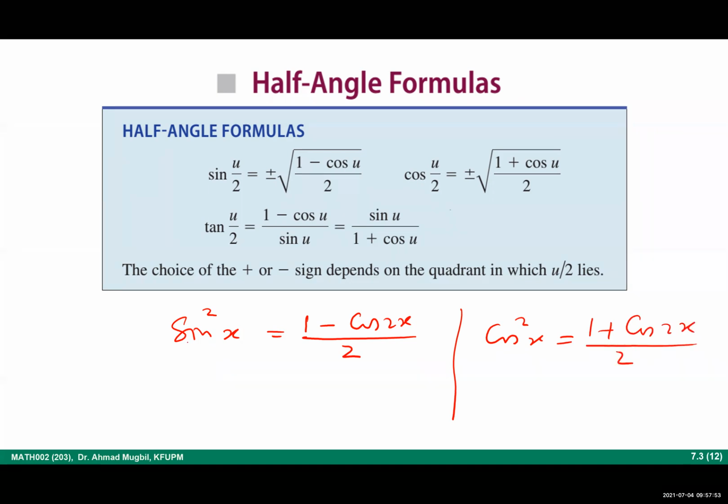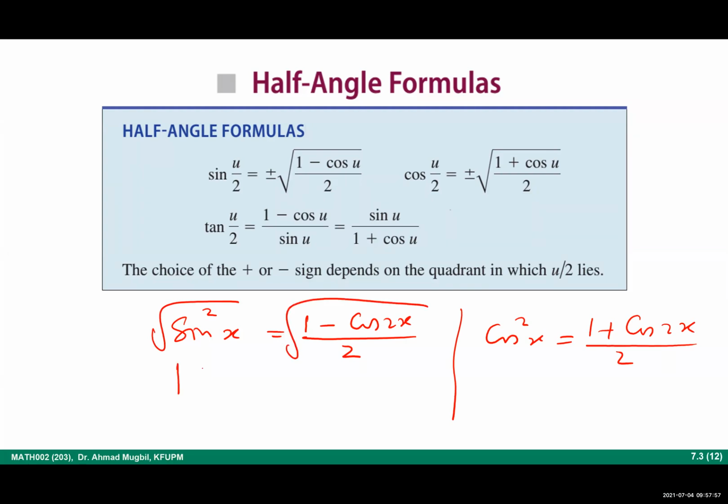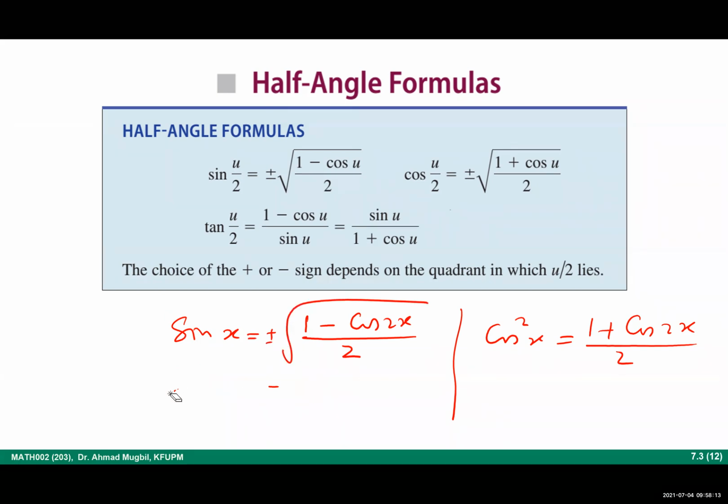Now, what happens if you take the square root of both sides? Here you will have the absolute value of sine x equals the square root of this. To get rid of the absolute value, you will just write positive or negative. So let me write it here at the beginning. Sine x will be positive or negative the square root of this. So from the lowering power formula, we obtain this formula. It's still the double angle formula, but in the form of lowering power.